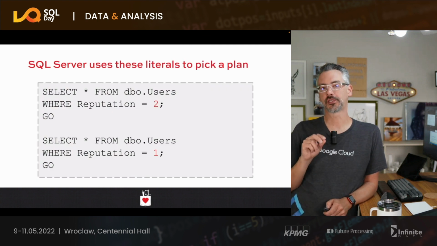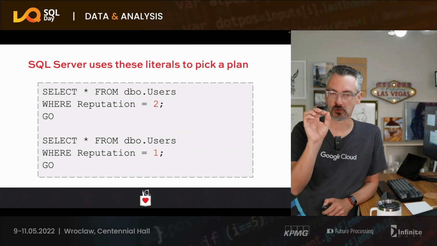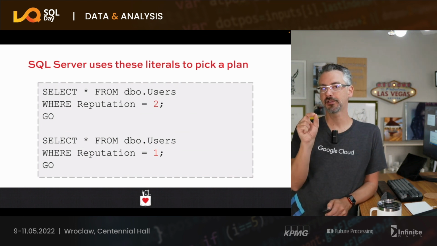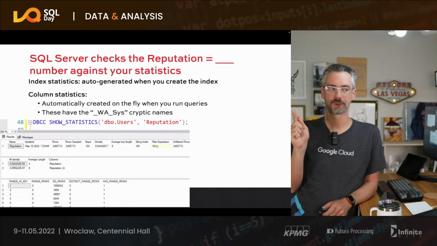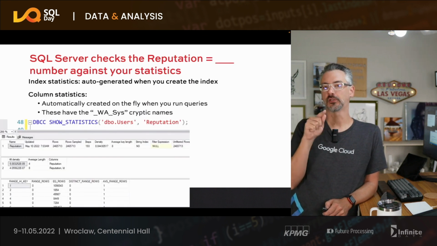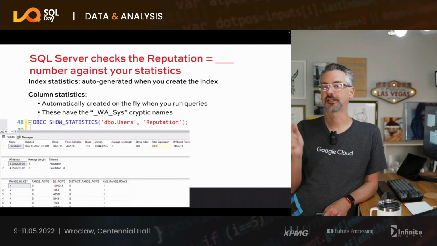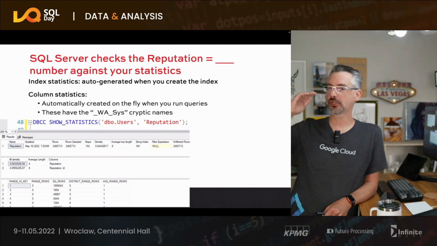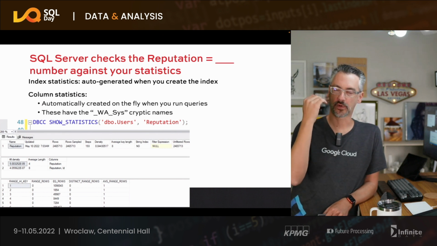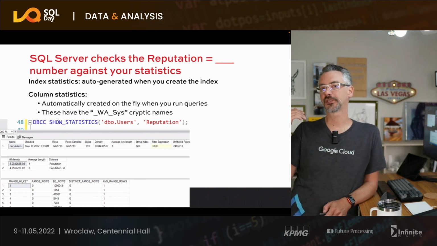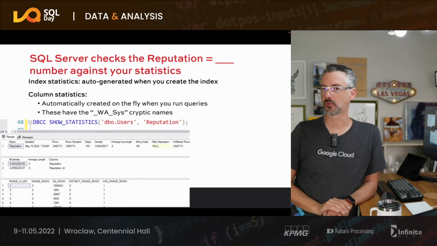That's how queries work when you put in literals. When SQL Server compiles an execution plan for that exact string, SQL Server is able to look at the contents of your string and say, you want reputation equals 2? I'm going to build a query plan for reputation equals 2. You're looking for reputation equals 1? I'm going to look for the statistics for reputation equals 1.